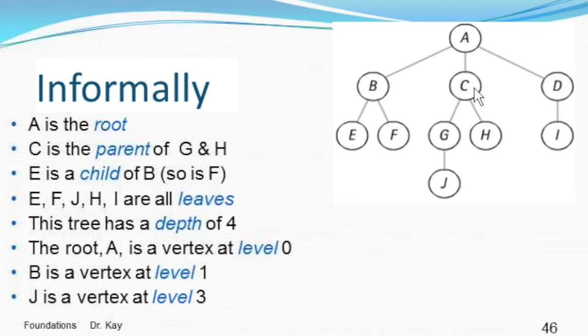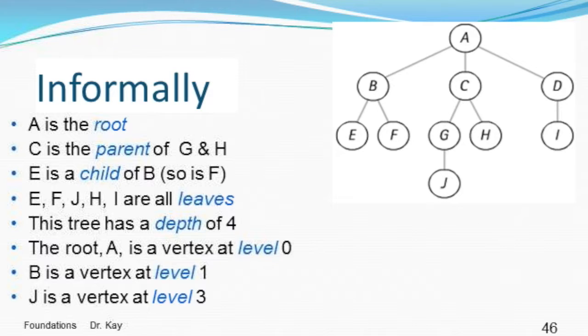C is the parent of G and H. We'll also use the term child, so E is the child of B, F is another child of B. We talk about the leaves, that is the vertices on the tree that don't have any children, so E, F, J, H, and I are all leaves. The depth of the tree is the number of vertices along the furthest path. In this case, the depth of this tree is 4. So we take the longest path, which is 3, and add 1 so that we have all the vertices, A, C, G, J.